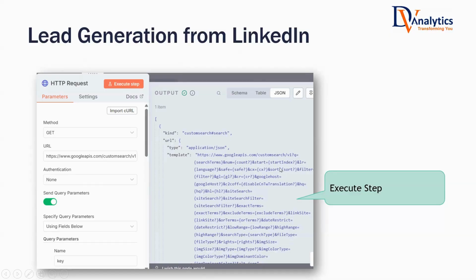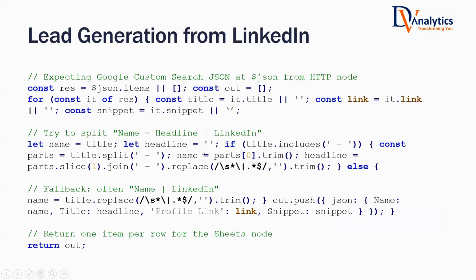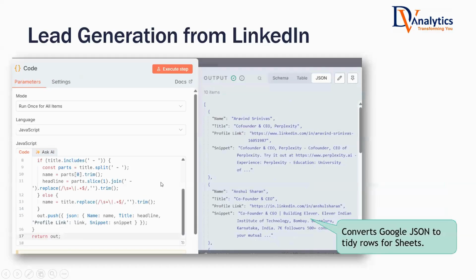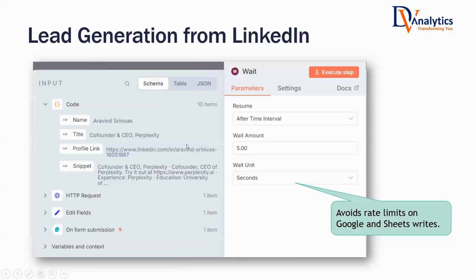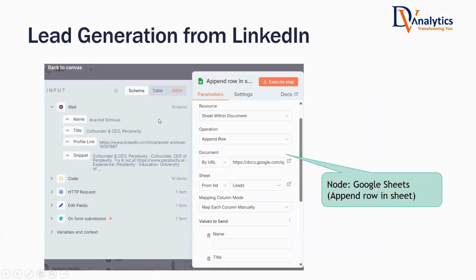Once you get all these leads, we have to use a new node called the code node that is going to format them. So you have to copy paste this code that will eventually format and give us the well formatted output. In that well formatted output, you have the name, title, profile link, and the snippet. After that, we are going to wait for some time to avoid the Google Sheets rate limits. In between every result, we may have to wait for a couple of seconds. And then finally, we will add the final node, which is going to append all the information that Google has searched.